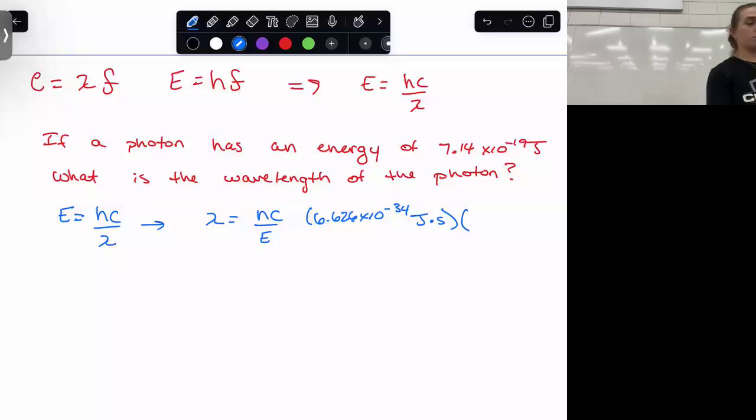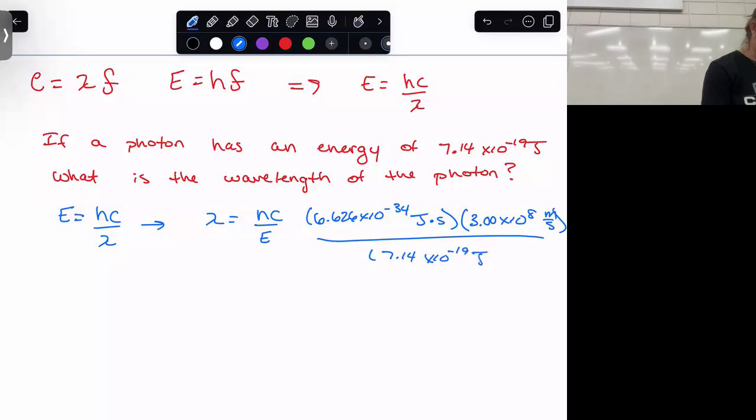What is the speed of light? You can use 2.998 or 3. I don't think it really matters. And then energy we're given as 7.14 times 10 to the negative 19 joules.